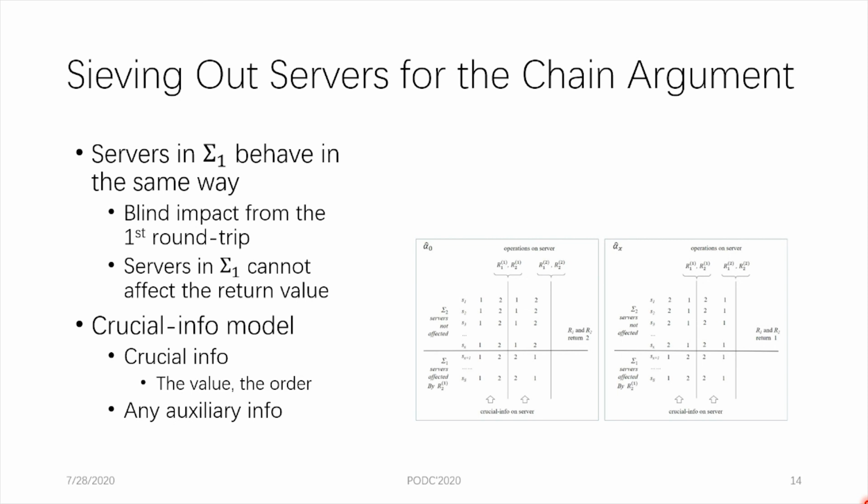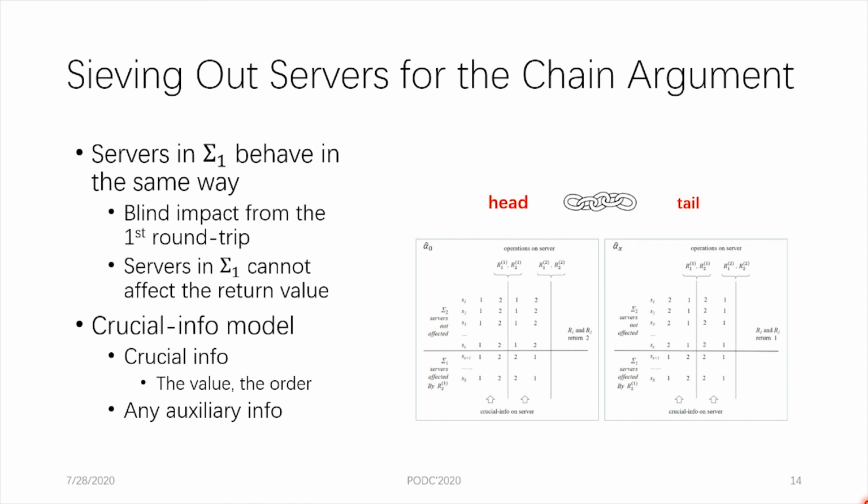We prove that even if some servers are affected by the first round trip of some read operations, we eliminate such servers, and our chain argument will still be connected on the remaining servers. First, look at the execution alpha 0. This time, we assume certain servers are affected by the first round trip of R2, and we call the set of these servers set sigma 1, and we call the set of the remaining servers set sigma 2. In the first phase of our chain argument, this time we do the swapping only on servers in sigma 2, and we will get a shorter chain alpha hat.